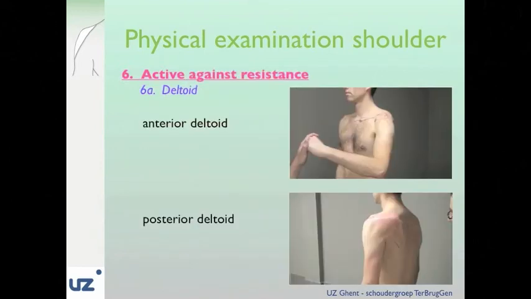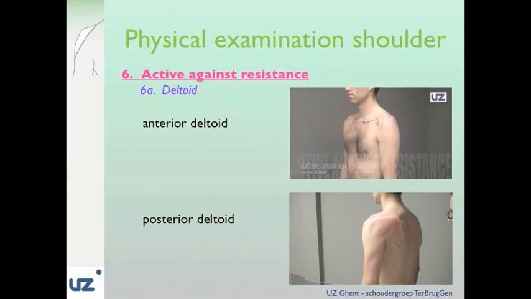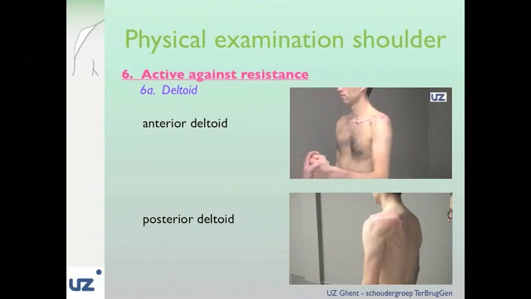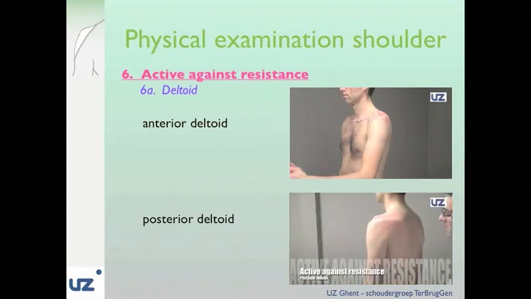After evaluating the active motion, several muscles can be tested using active motion against resistance. The anterior deltoid can be checked by performing an anteflexion of the arm against resistance. To evaluate the pars posterior of the musculus deltoideus, active retroflexion of the arm against resistance needs to be done.